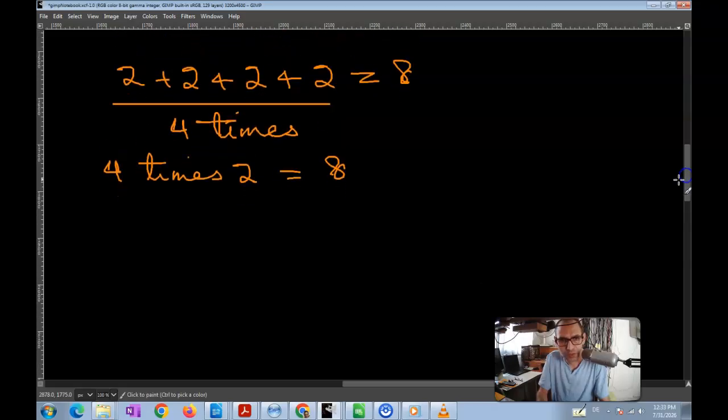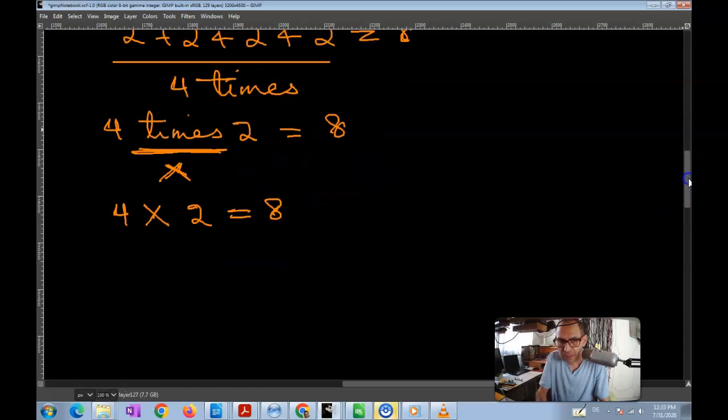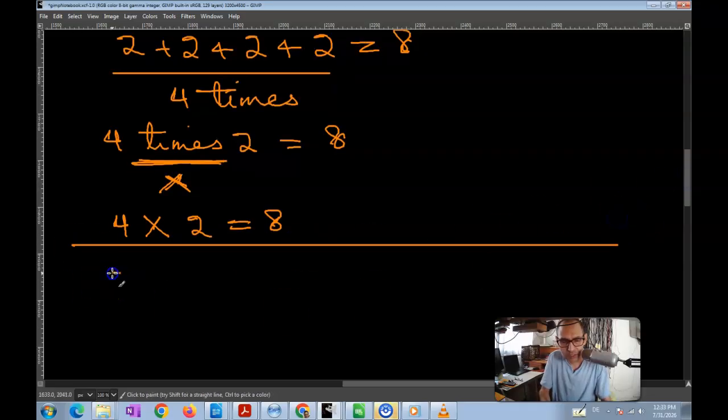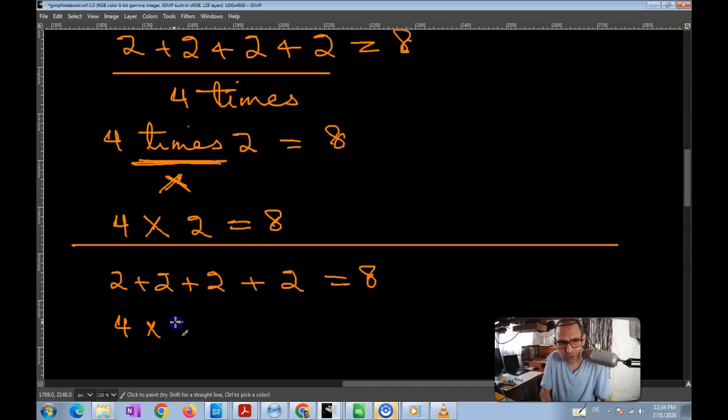Now in mathematics, instead of the word times, we can use the cross symbol, right? Which means that instead of writing 4 times 2 in words, I can simply write 4 times 2 is equal to 8. Okay, so then what that means is that instead of writing 2 plus 2 plus 2 plus 2, 4 times, is equal to 8, I can write 4 times 2 is equal to 8.